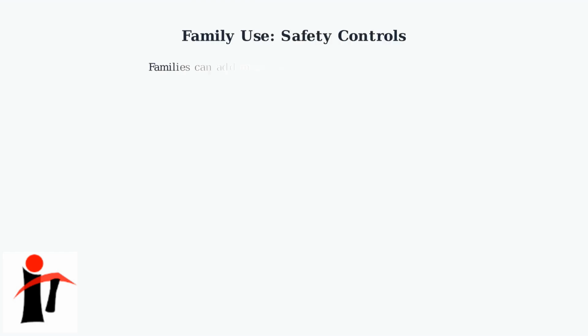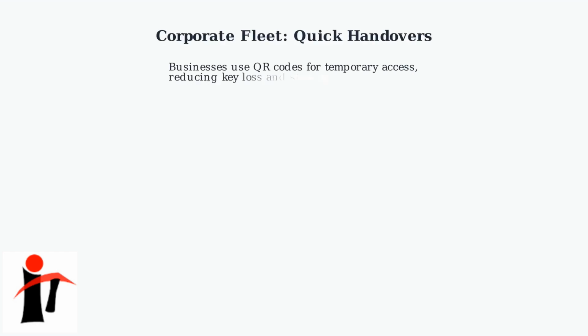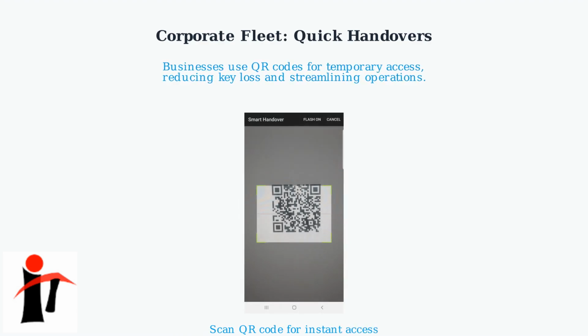In real-world scenarios, Tesla's multi-driver app transforms vehicle management. Families add teen drivers with safety restrictions like speed limits and geofenced areas, preventing unauthorized use and enhancing family safety. For corporate fleets, employees scan QR codes in the app for temporary access during handovers. This eliminates physical keys, reduces loss incidents by up to 50%, and streamlines operations for businesses like rental companies.